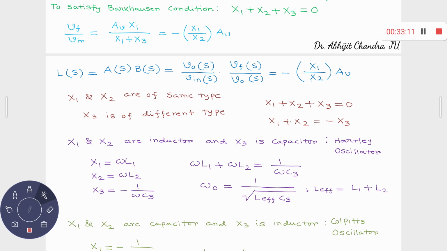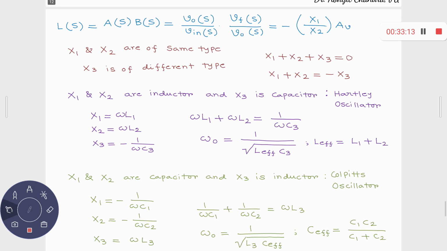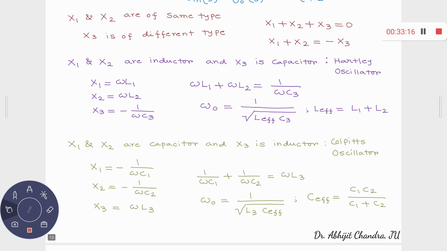And if both x1 and x2 are capacitors and x3 is an inductor, then it is known as a Colpitts oscillator. In which case x1 is equal to minus 1 by omega C1, x2 is equal to minus 1 by omega C2, x3 is equal to omega L3, and if you satisfy the condition that x1 plus x2 plus x3 is equal to 0, then the oscillation frequency comes out to be 1 by square root of L3 times C effective, where C effective is nothing but C1 C2 by C1 plus C2.